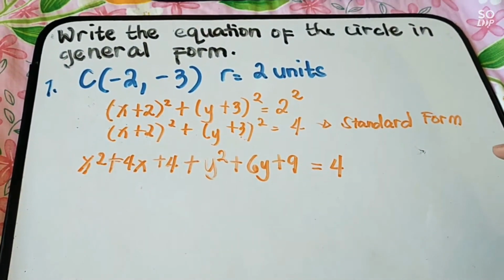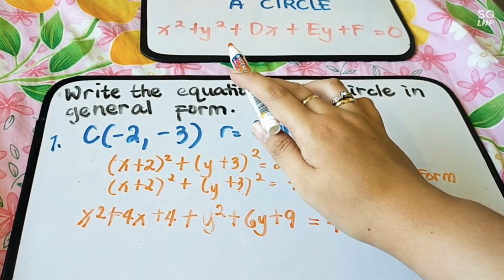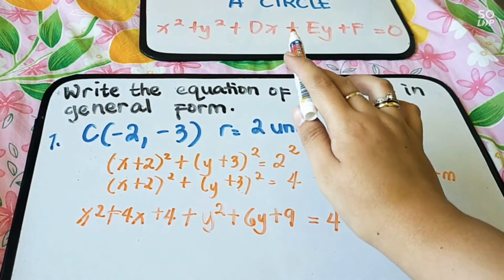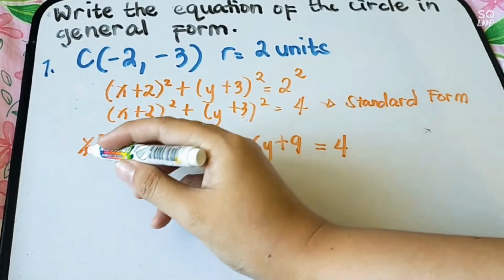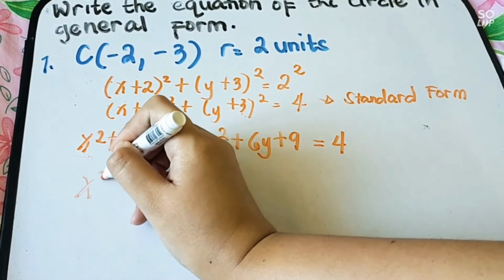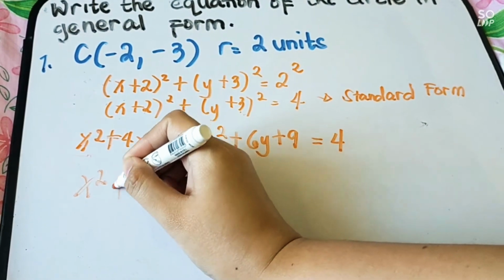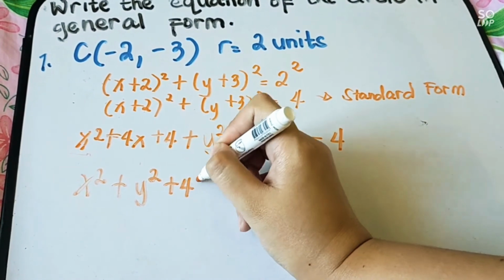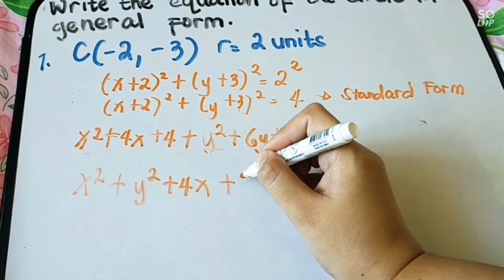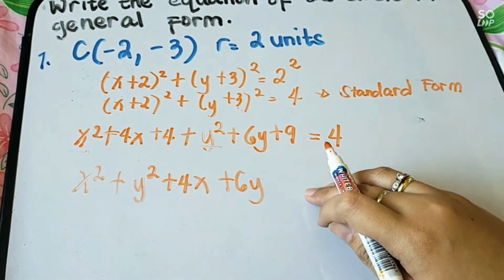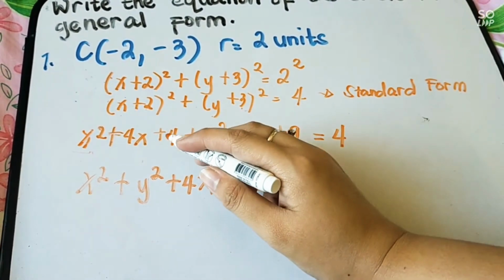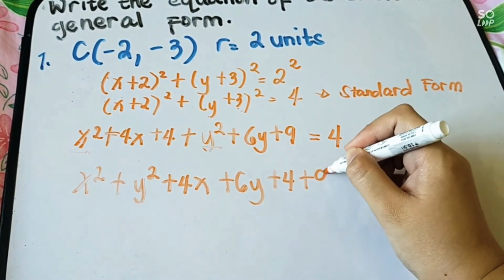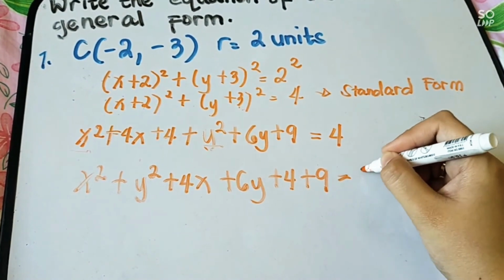Afterwards, gagawin na natin siyang in the form of x squared plus y squared plus dx plus ey plus f. So, unahin natin yung x squared at saka y squared, then yung may x, then yung may y. So, we have here x squared. Next, yung may y squared, plus y squared. Then yung may x, plus 4x. Then yung may y, plus 6y. Then, lahat ng walang letters, lalagay natin sa dulo. So, ano yun? We have plus 4, plus 9. Then, equals to 4.